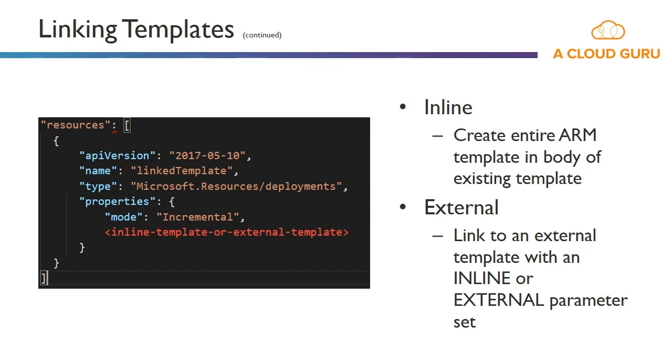And what you do here is you can have your parameters still inline as you link to the external template, or you can still link to an external parameter set. So just think about that for a moment. You could have an external ARM template you're linking to and an external parameter set, or an external ARM template you're linking to, but you declare your parameters inline.